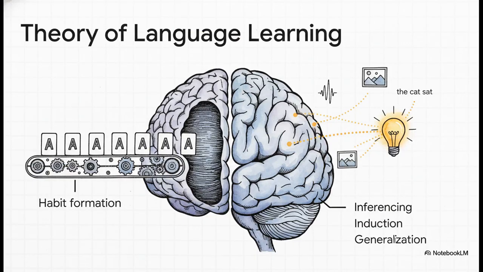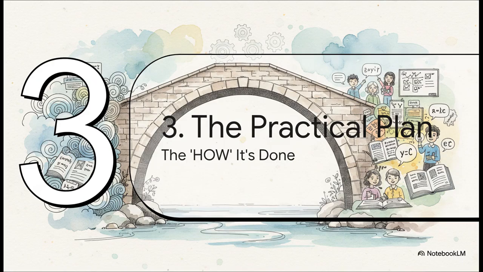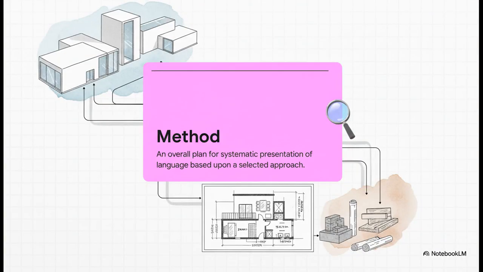And then you've got the other piece of the puzzle. How do we learn? Do you believe it's all about repetition, just forming habits over and over? Or do you think we're more like little detectives, piecing together the rules of the language as we go? Your answer to that question completely changes how you'd set up a class. Okay, so if the approach is that big, abstract why, then the method is the practical how. It's the bridge that connects those big philosophical ideas to what actually happens in a real classroom with real students. A method is that real-world plan that brings your whole approach to life.